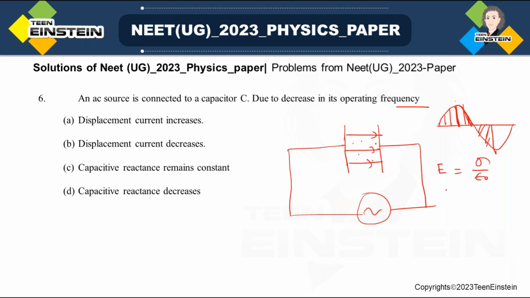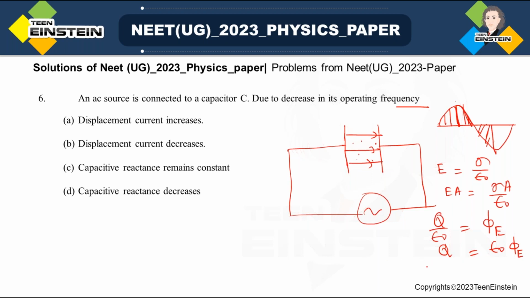I can actually do one thing. I can just multiply E into A, that means sigma into A divided by epsilon 0. See, this is nothing but Q. So Q by epsilon 0 is equal to E into A, which I can write as electric flux. So Q can be written as epsilon 0 into phi E.